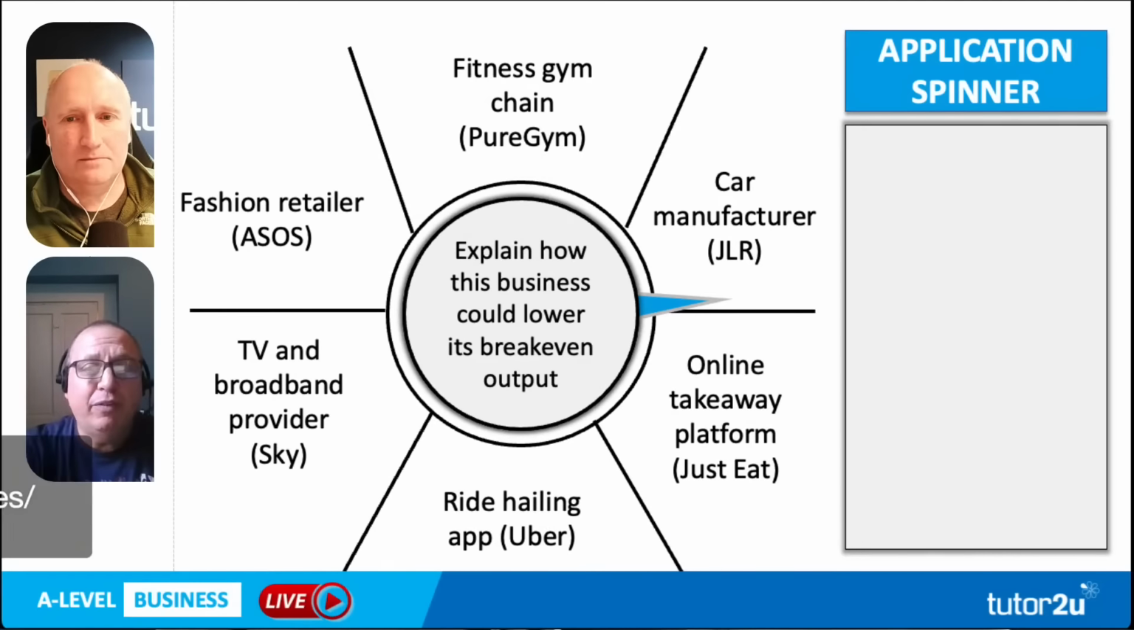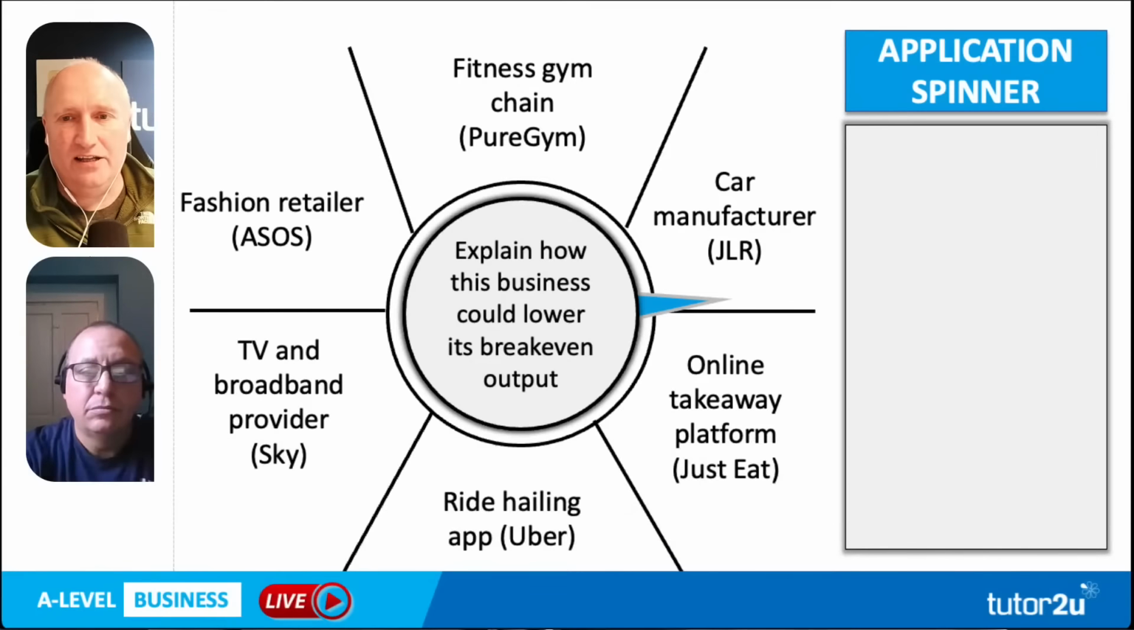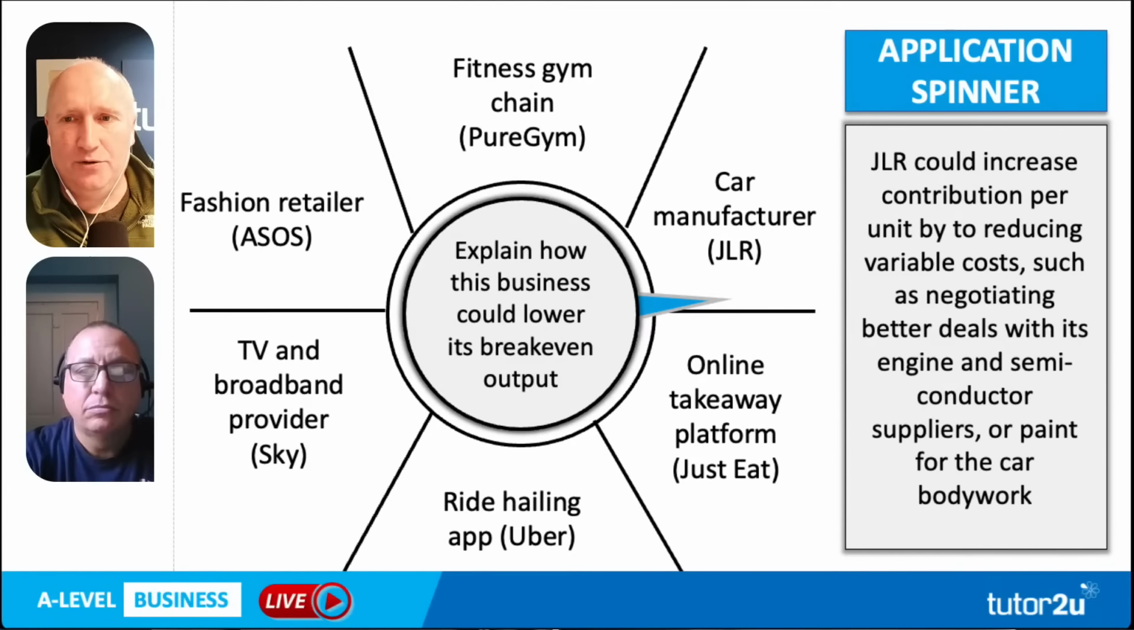I think we should reveal what we had and do a little bit of analysis on that. Finding a cheaper supplier for engines and tires, that's a great one from Cameron. Let's see what we went with. What do you think? So JLR could increase the contribution per unit by reducing variable costs, such as negotiating better deals with its engine and semiconductor suppliers or paint for the car bodywork. So that kind of does it, doesn't it, G?